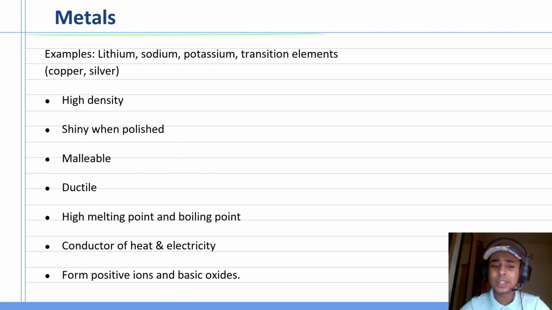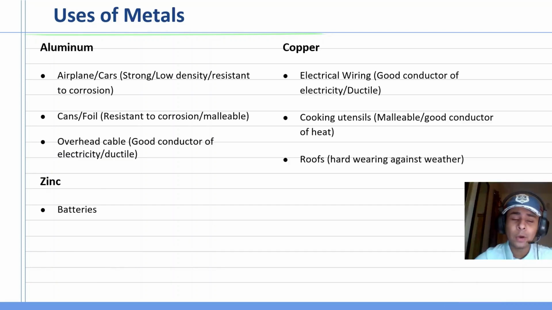They're also very good conductors of heat and electricity, the best of which is copper, which is used in electric wires, and also aluminium, which we will see in the latter part of today's lesson. Metals form positive ions and are very basic oxides. Now we will learn the uses of metals.